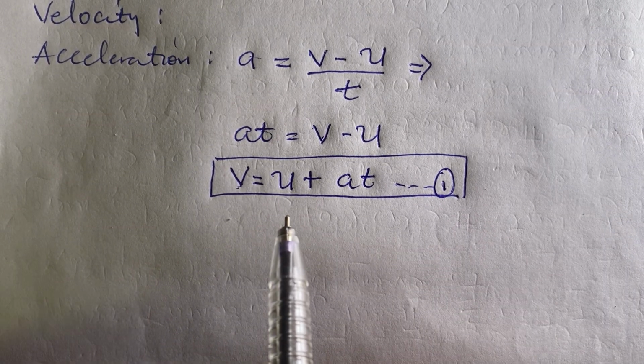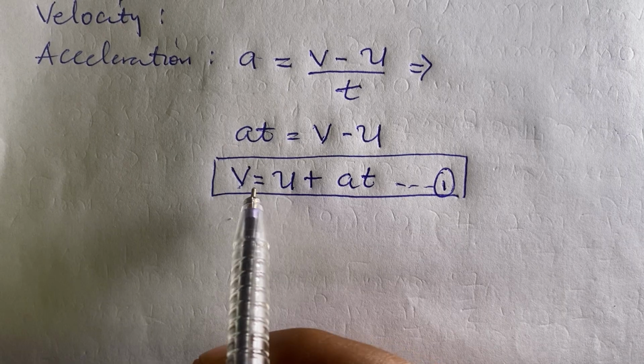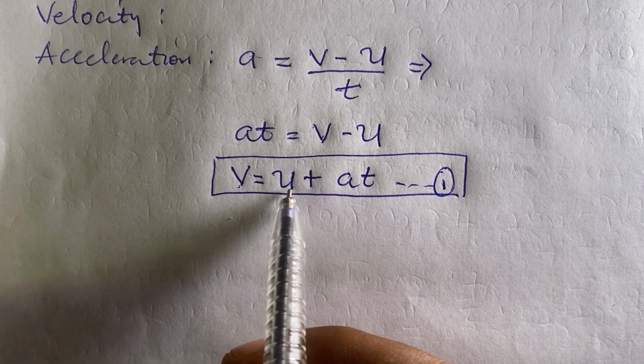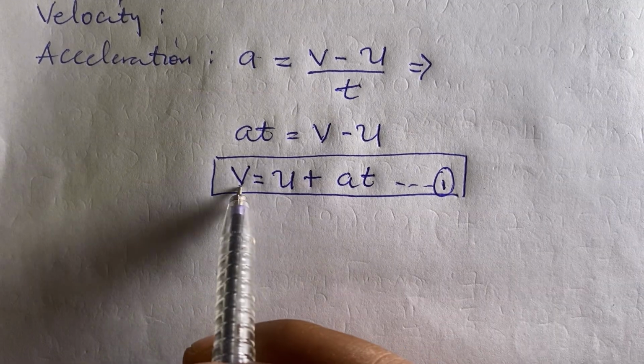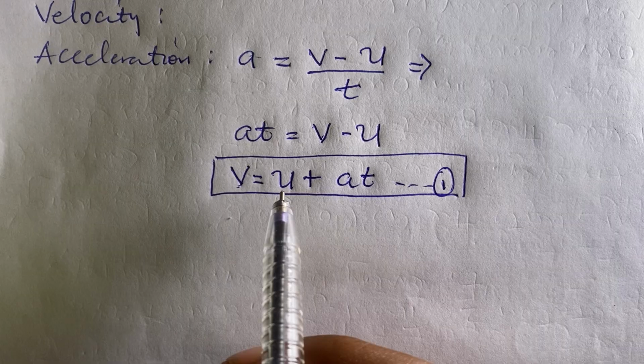So the symbol does not matter. Some textbooks might call this v naught, some might call it v f and v initial. Anything. Just understand that this is your final velocity, and this is your initial velocity.